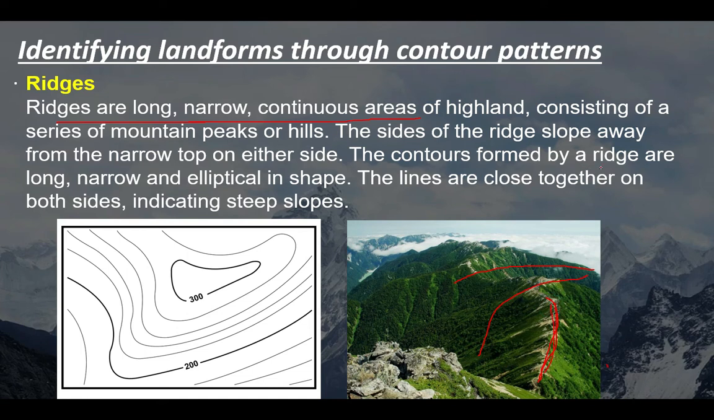The contours formed by a ridge are long, narrow and elliptical in shape. The lines are close together on both sides, indicating steep slopes. This is the top and these are the contour lines of the two sides. So this is the narrow part and this is one side. This is very far away from this narrow part. This is also another side. Okay.